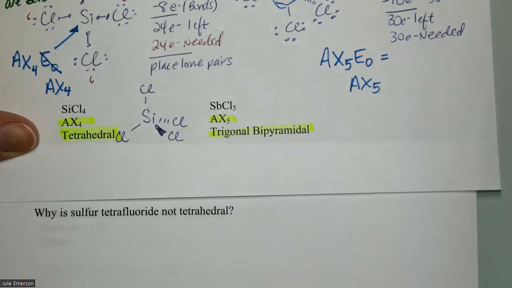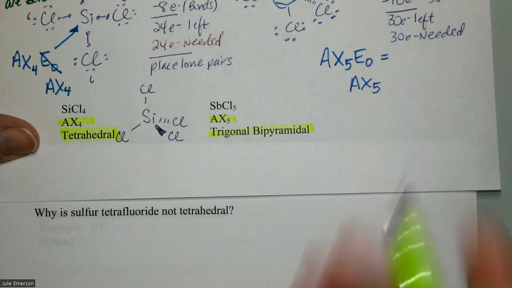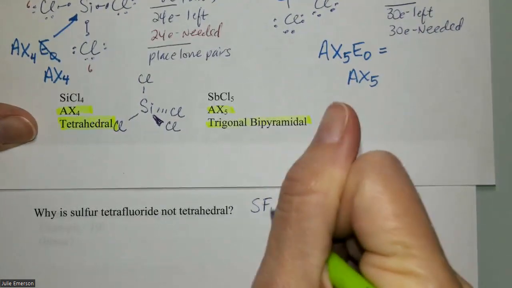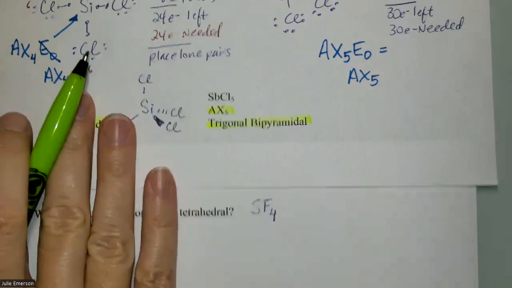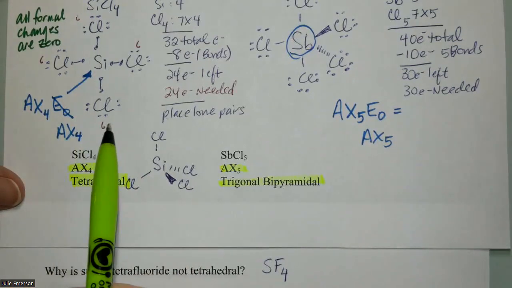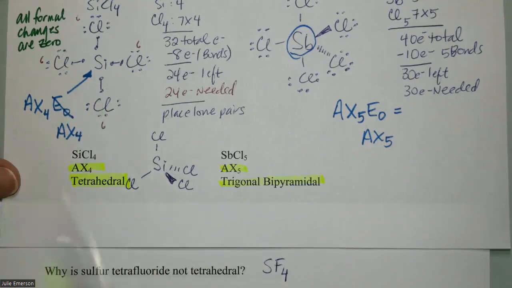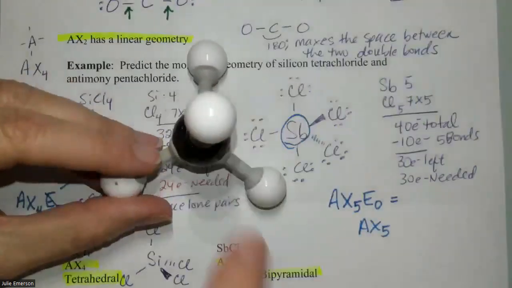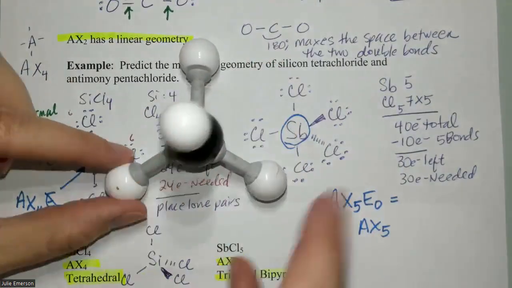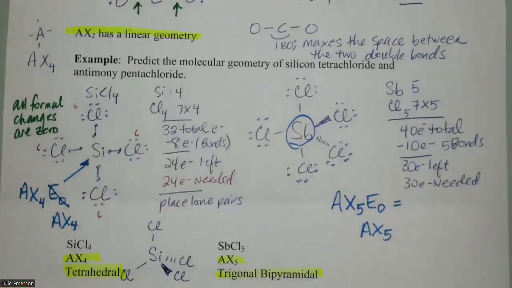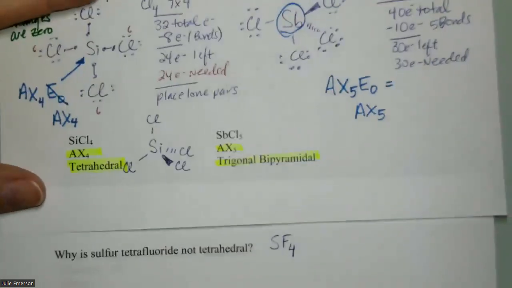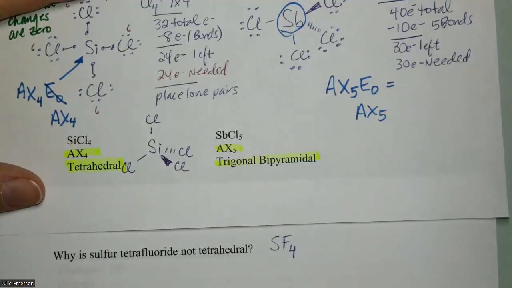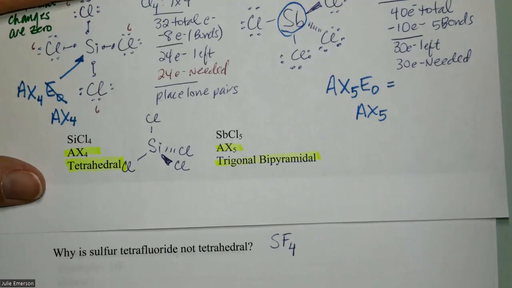Okay. So the next one we've got is sulfur tetrafluoride. So SF4. Question is, why is that not tetrahedral? If I'm looking at silicon tetrachloride, that was tetrahedral, right? We had the center silicon right here, the black one, and then we had 1, 2, 3, 4 chlorines. That was that tetrahedral shape. But the question here says, okay, sulfur tetrafluoride, which looks like it would be similar, SF4 instead of SiCl4. Why is that not tetrahedral?